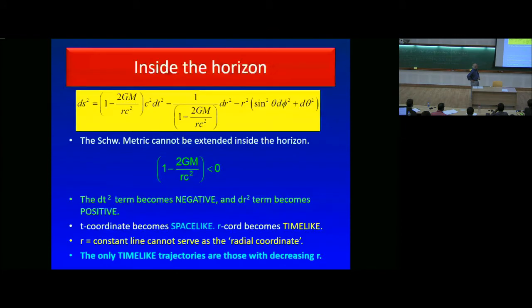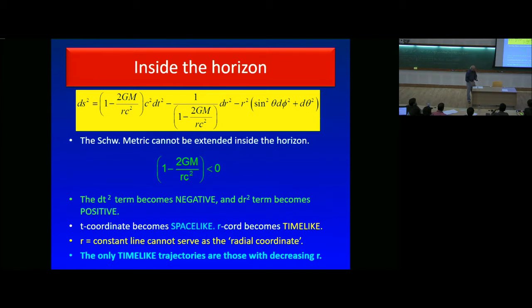Let us pick up where we left off yesterday, which is a journey into the Schwarzschild horizon. We said that inside, for r less than rg, the dt squared term becomes negative and the dr squared term becomes positive. Therefore, the time coordinate becomes space-like, and the r coordinate becomes time-like. Their roles get interchanged. And so we can't really extend this coordinate system inside the event horizon.